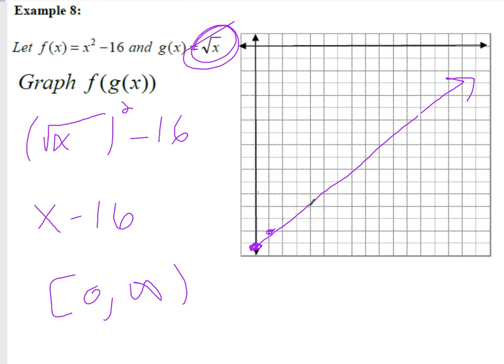So thank you for your time here. You don't have to do the last example, example 9. At this time, go ahead and do the check for understanding. Please let me know if you have any questions.